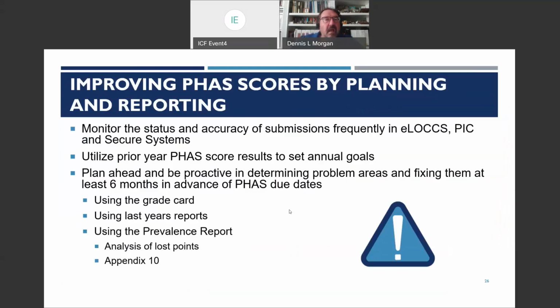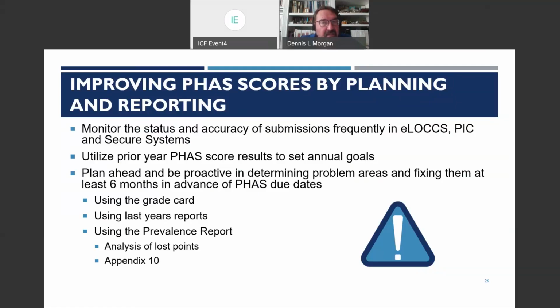How do you improve your scores? Well, the first thing is make sure that you've got good controls in terms of your reporting mechanism, that you're monitoring your e-logs, you're monitoring your PIC systems, you're monitoring your other secure systems as well. Because if you're inaccurately reporting information, that is not grounds for an appeal. HUD's going to say, well, no, that's your information. You need to make sure that you're reporting accurately, and you need to report timely in terms of that information.